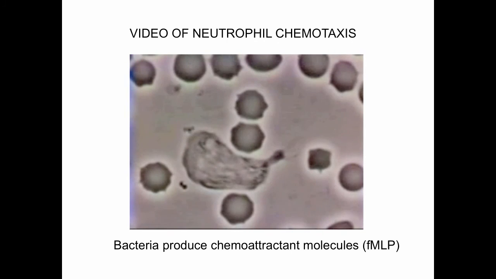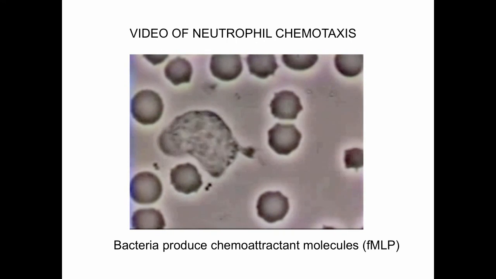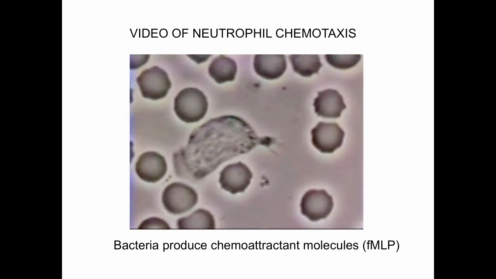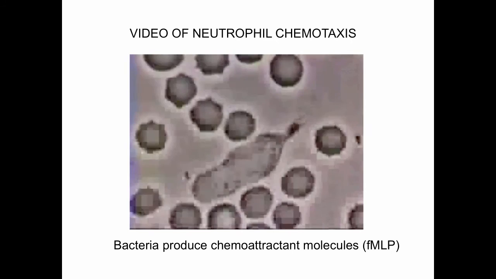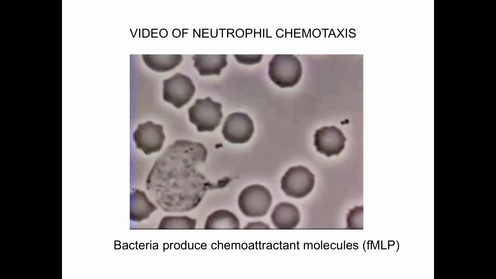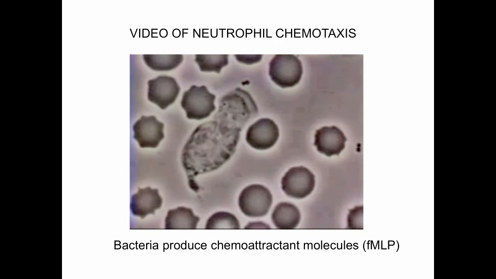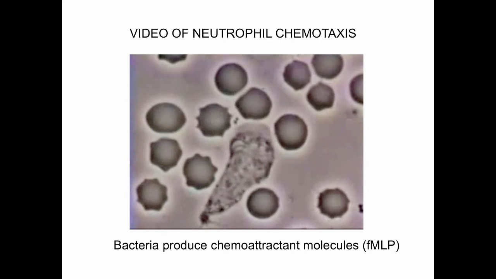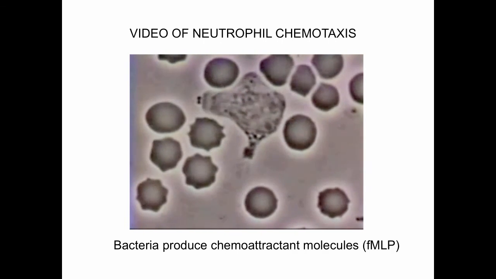The neutrophil becomes polarized and starts chasing the bacterium. The bacterium, bounced around by thermal energy, moves in a random path, seeming to avoid its predator. Eventually, the neutrophil catches up with the bacterium and engulfs it by phagocytosis.